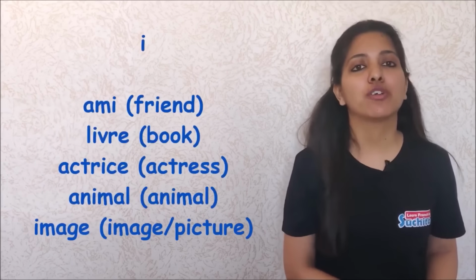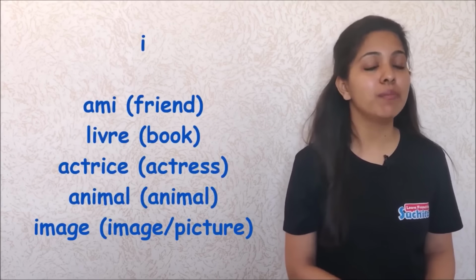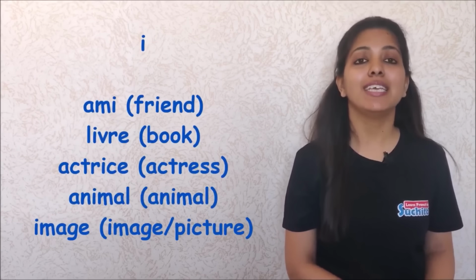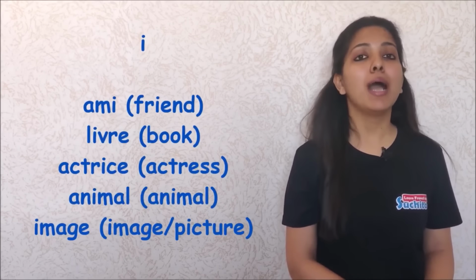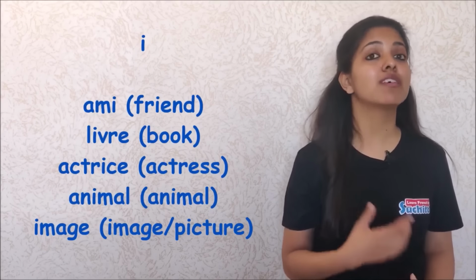Maintenant, la troisième voyelle, which is I. In French, I is known as E. So, you must be seeing a lot of words on your screen which have the letter I in them. In French, we pronounce it as E. So, ami, which means a friend.